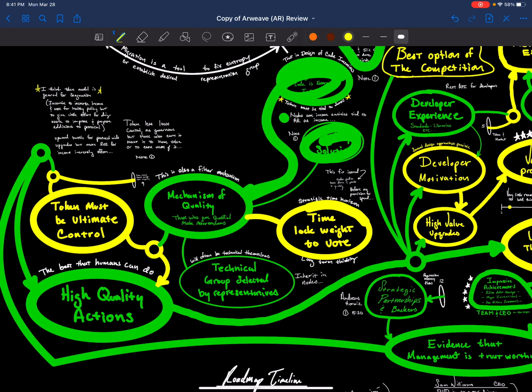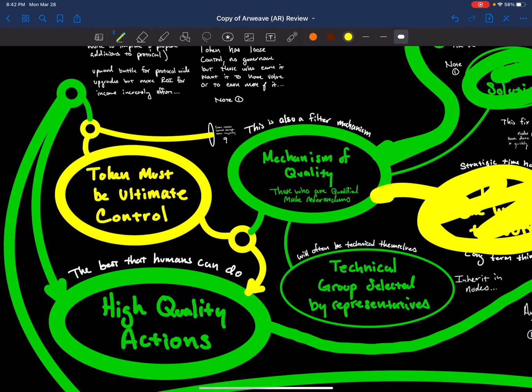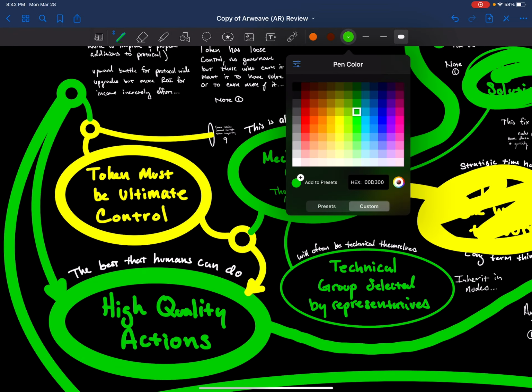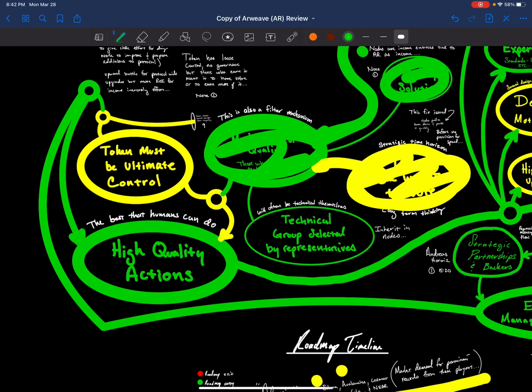This right here isn't correct. Time lock weight of the mechanism isn't implemented. Okay, so mechanism of quality. As I've mentioned before, it appears that the mechanism of quality is working. The nodes do care about supporting the network. They do solve problems as of right now.